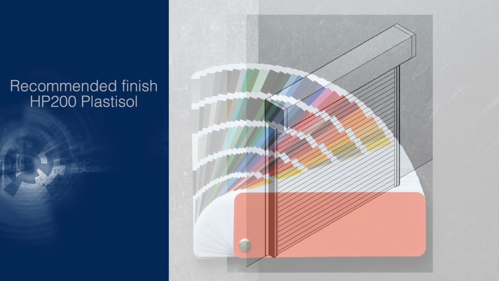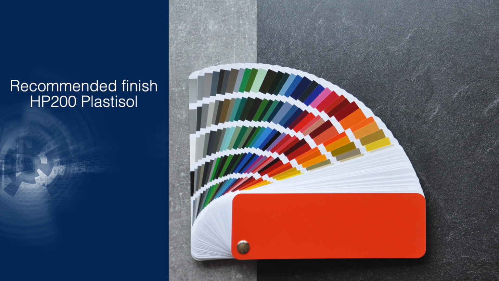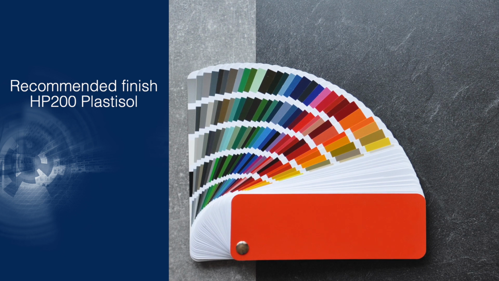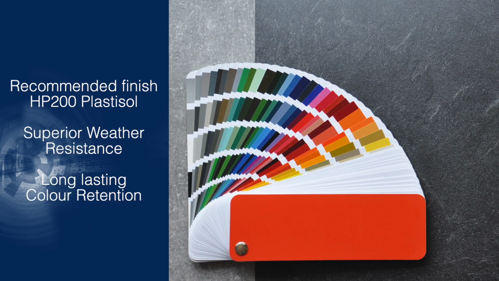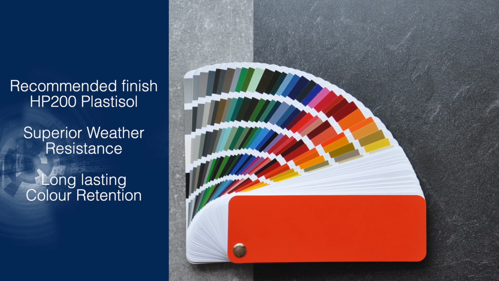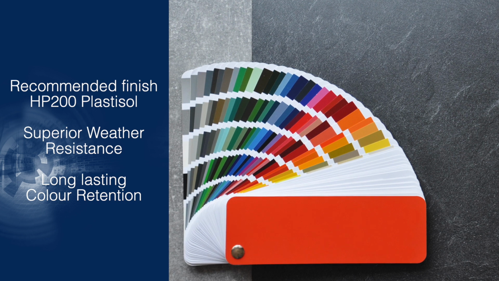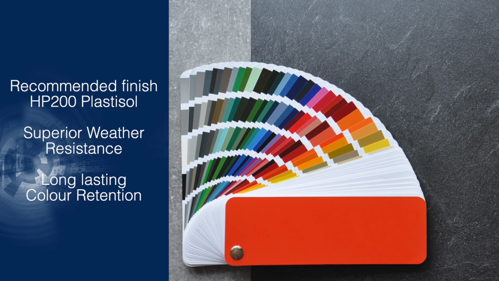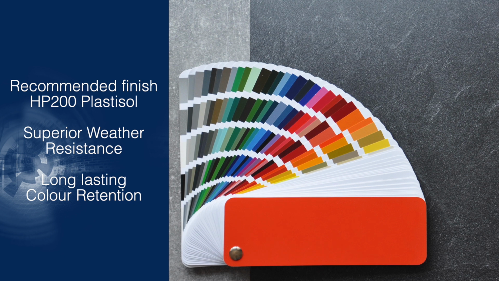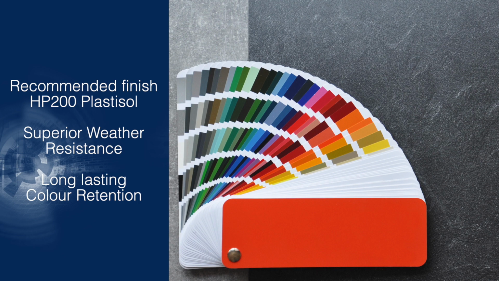The recommended finish for this product is HP 200 Plastisol, to match the building cladding as it provides superior weather resistance and long-lasting colour retention, while powder coating to a standard RAL or BS4 800 offers a broader colour range. It is not recommended. Due to the product's design and weight, it tends to scuff during the rolling process, which could potentially impact the warranty offered.